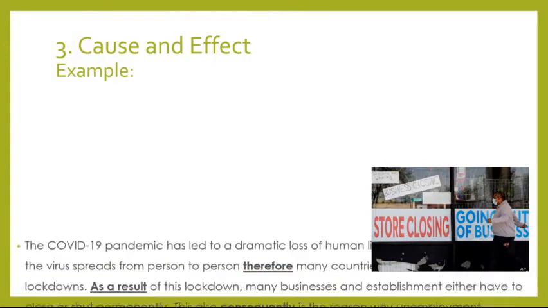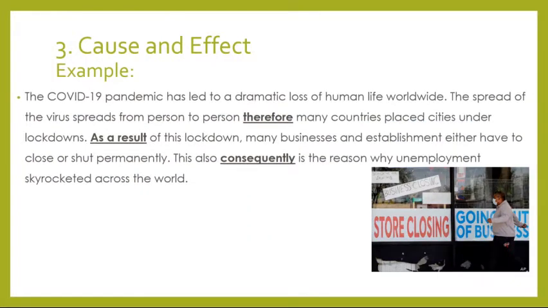Okay, this is an example of a text for cause and effect. Let's all read. The COVID-19 pandemic has led to a dramatic loss of human life worldwide. The spread of the virus spreads from person to person, therefore, many countries place cities under lockdowns. As a result of this lockdown, many businesses and establishments either have to close or shut down permanently. This also consequently is the reason why unemployment skyrocketed across the world.